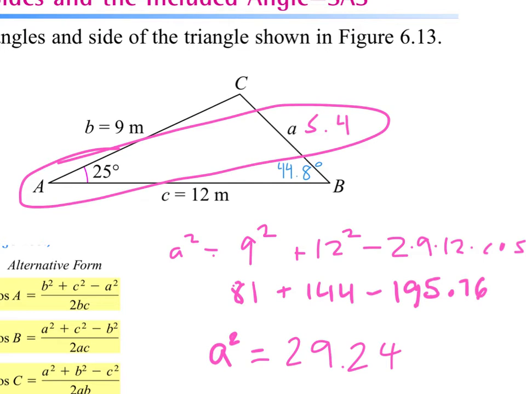And then how can we find angle C? Add the two angles and then subtract from 180. Perfect. So what do you guys get for angle C? 110.2.